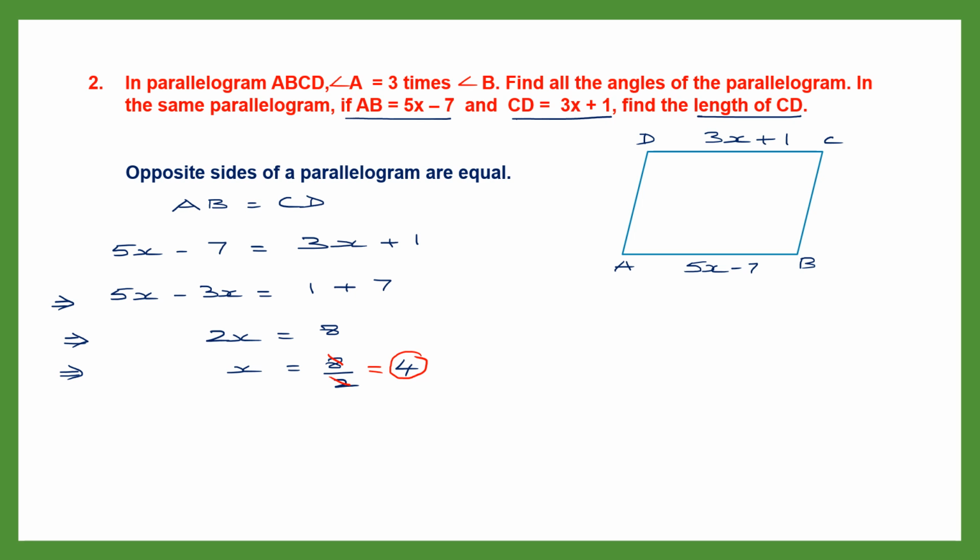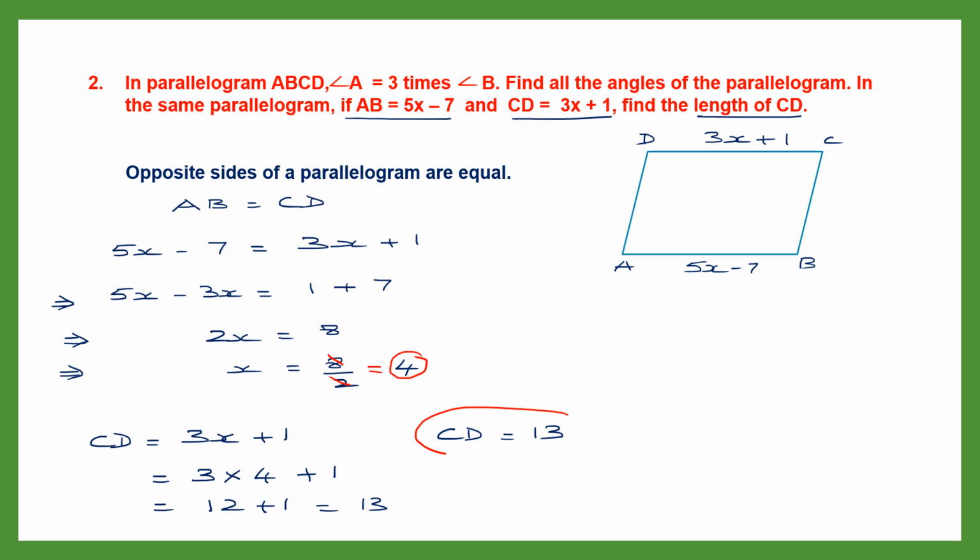x is 4. Now we can find the value of CD, because CD is given as 3x plus 1. And now we know the value of x, so that will be 3 into 4 plus 1. So 3 fours are 12. 12 plus 1 is 13. So we have found the length of CD. CD is 13. So we can write this as our final answer. Now, no measurement is given for the sides, isn't it? No measurement like centimeters or meters, nothing is given. So you can write this simply as 13, or you can write 13 units.